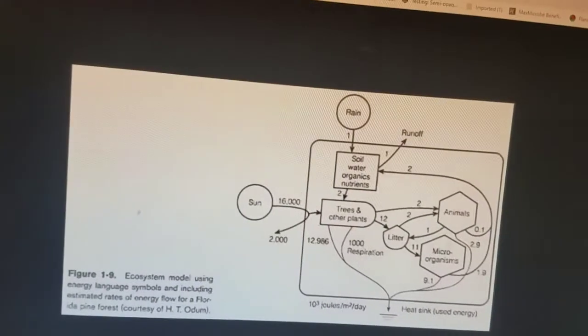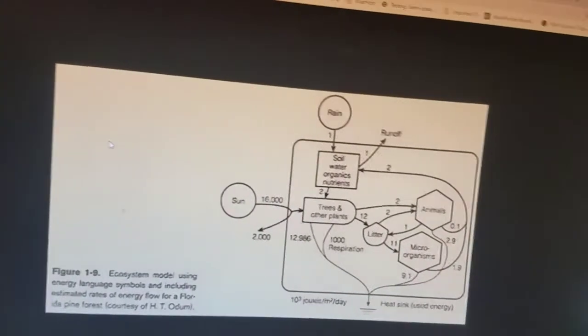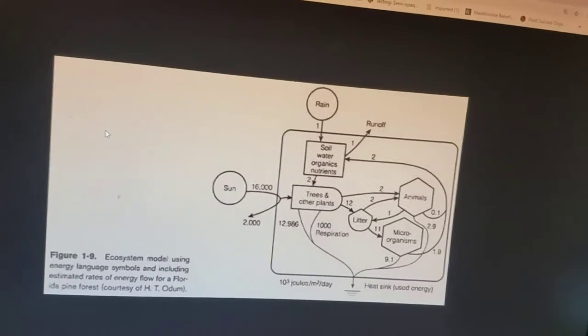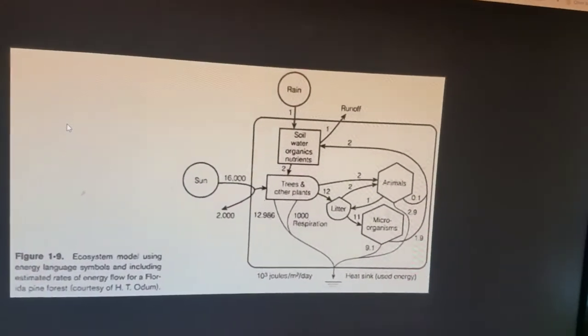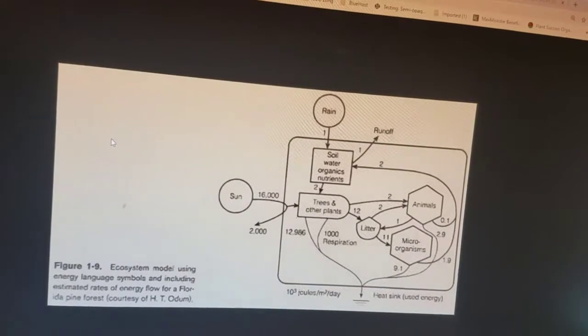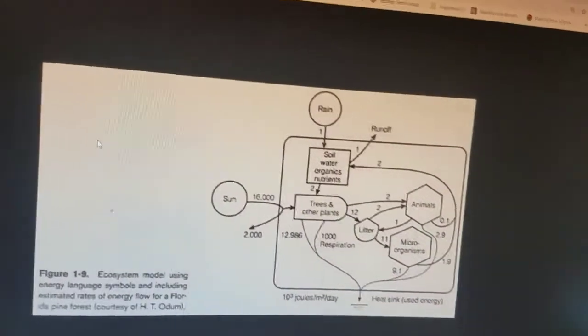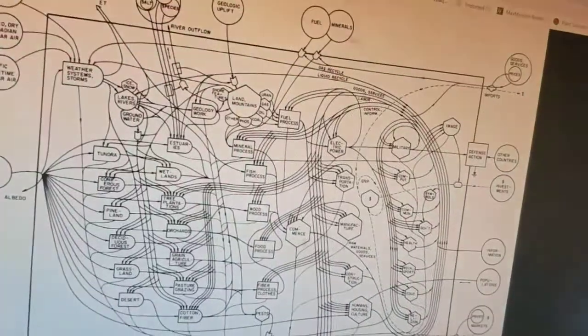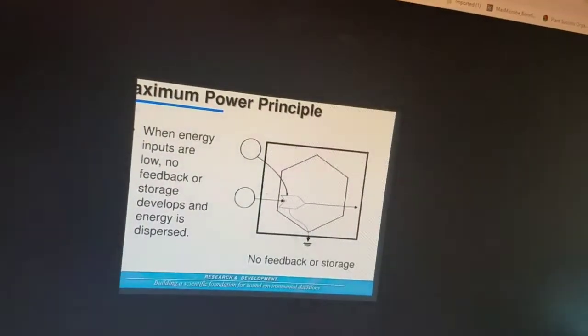And that is how all life evolves, and that is the underlying thing that pushes natural selection. It is the maximum power principle that guides natural selection at its core. Let me see if I have anything else here.